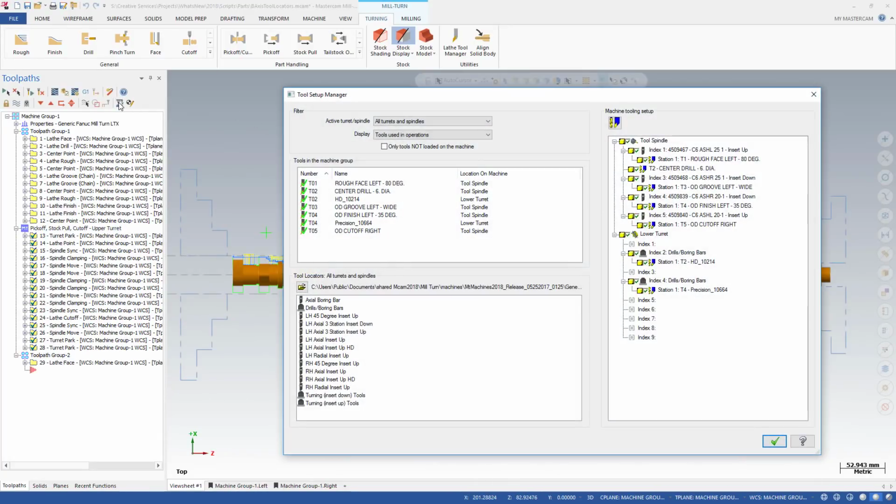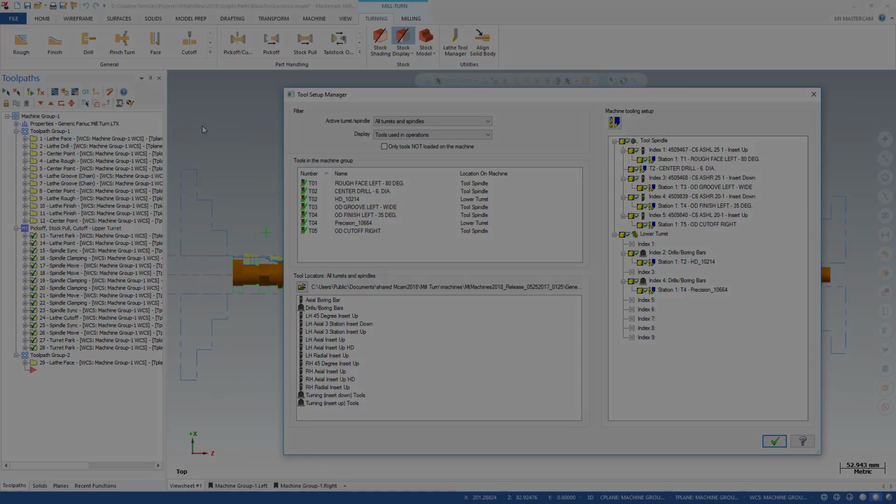Mastercam 2018 brings tool locators to the spindle for B-axis heads, further building on the turret tool locators added for Mastercam 2017. Spindle tool locators enable proper positioning of tools in the B-axis head.